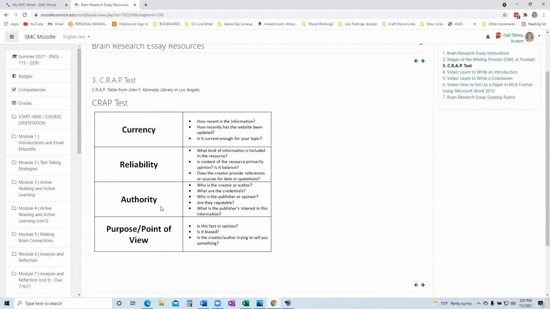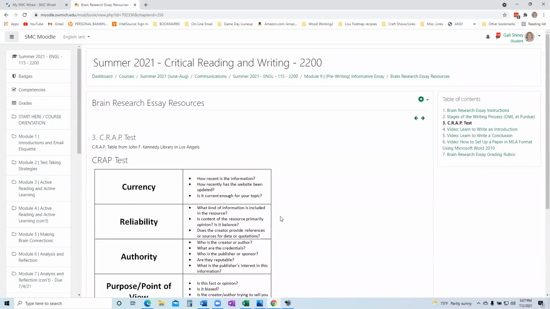And then what authority? In other words, who's the creator? Who's the publisher of that information on the internet? Is it an organization? Is it a sponsor? What's the reputation? What is their interest in putting this information out on the internet? Is it to get you to buy something? Is it trying to sell something? Or is it to inform? Those kinds of things. And then, of course, make sure you look to see if it's biased or unbiased. Are they giving credence to both sides of a particular topic?